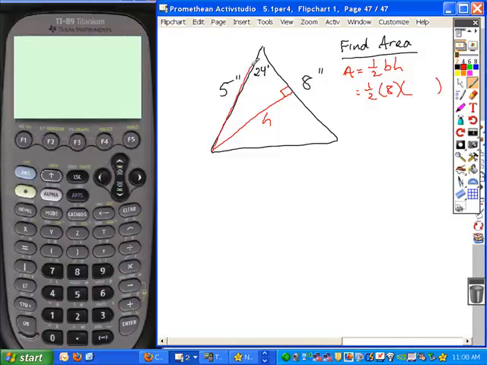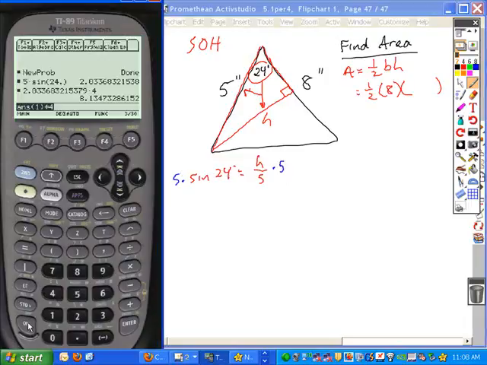Well, can I find h using this right triangle in red? Yeah. I have an angle, the opposite and the hypotenuse. Which trig ratio relates opposite and hypotenuse? The sine. So I can set up the sine of 24 degrees is equal to the opposite h over hypotenuse 5. And so I can find my h value just by multiplying both sides by 5.